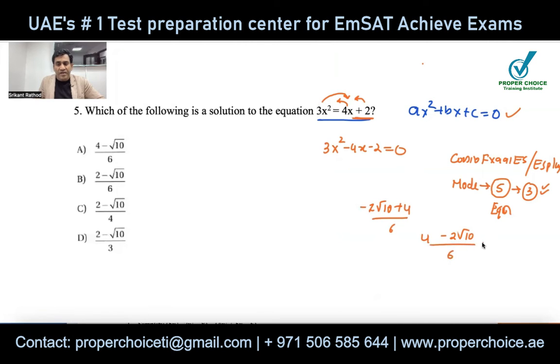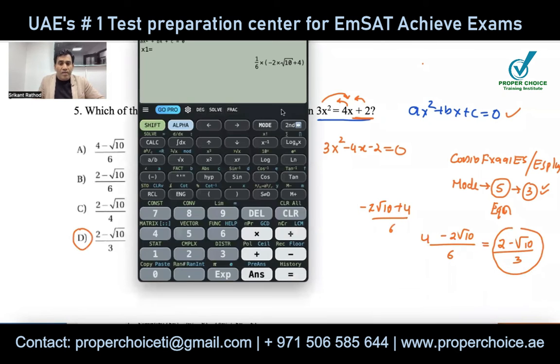This can be further simplified because 6, 4, 2 all come in the 2 times table, so I can further reduce it. Your calculator gives the exact one, okay? Whatever the options have included, this can be written as 2 minus root 10 divided by 3. After simplifying further, I get this answer. So 2 minus root 10 divided by 3, luckily, is available. I go with option D.